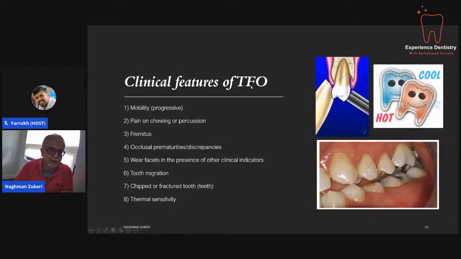Clinical features of trauma from occlusion. The first clinical appearance will be mobility, which will be progressive. Then pain on chewing or percussion.